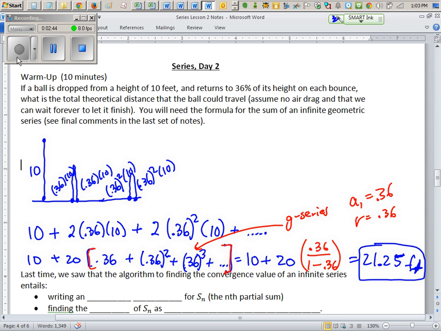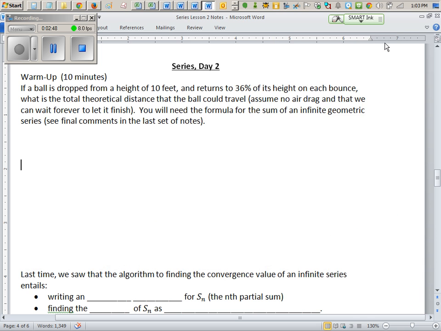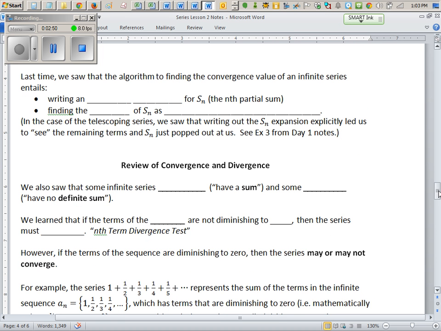I want to do a review every day of what we've talked about, because like I told you before, this chapter can get pretty challenging. So last time we saw that there's an algorithm to finding the convergence value of infinite series, and it entails 2 steps. First, writing an explicit rule for Sn, and then finding the limit of Sn as n goes to infinity.